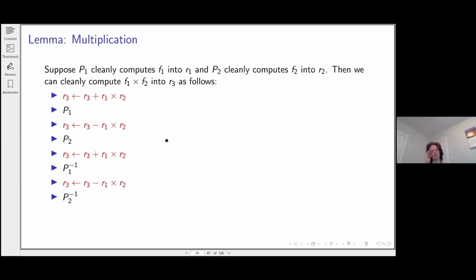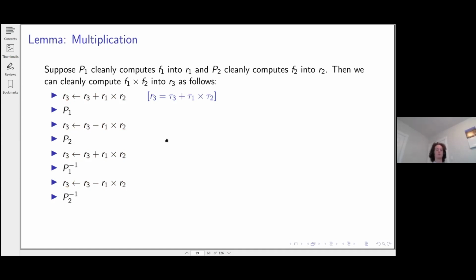And the other interlocking part is that in between these subroutine calls, we're going to be adding and subtracting R1 times R2 from register 3. And because these subroutines are modifying registers 1 and 2, the effect of these instructions is going to be different every time. So let's run through this and see what the overall effect is.